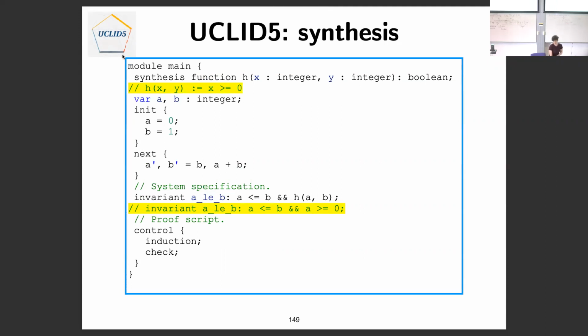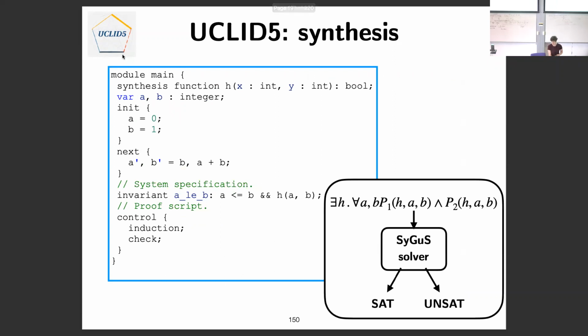That's the solution. When we run it, it's going to generate this SyGuS formula. It says that there exists an H such that for all of the inputs, both of our properties are satisfied, and it's going to give it to a SyGuS solver.